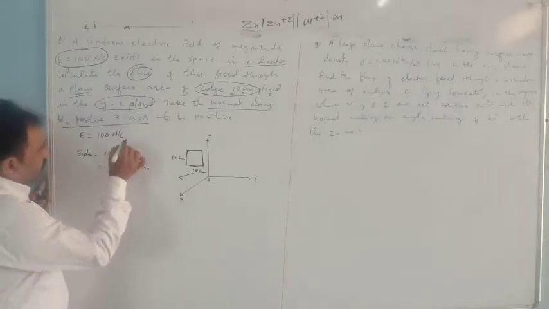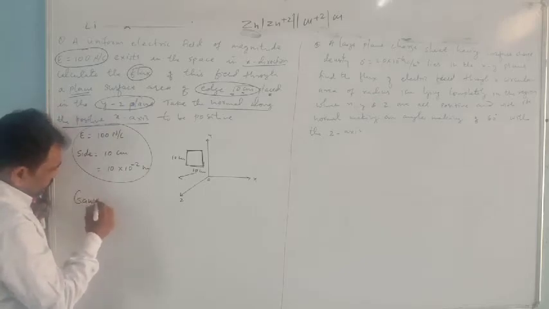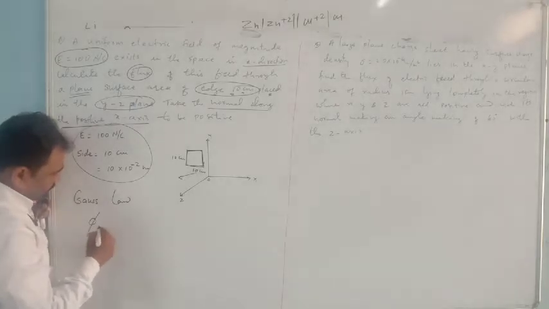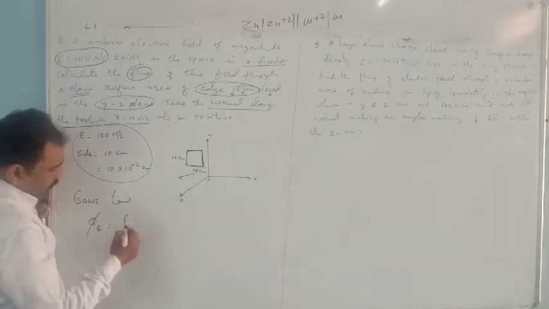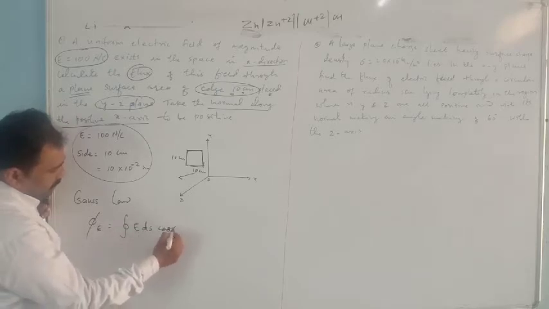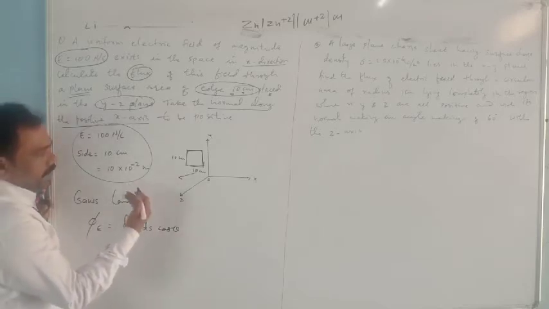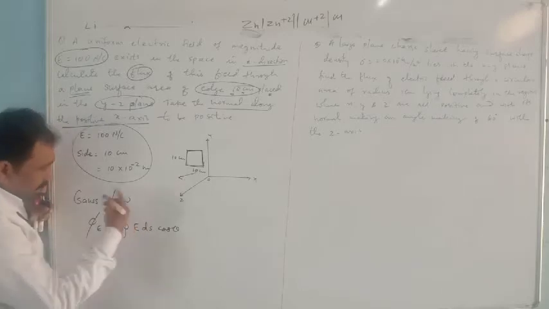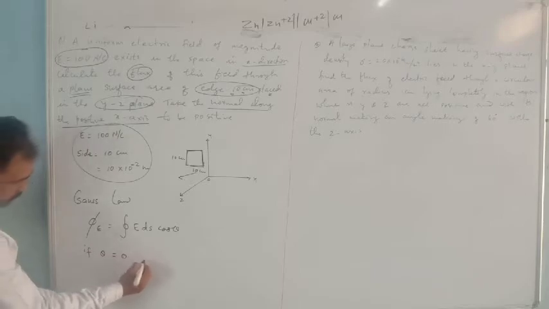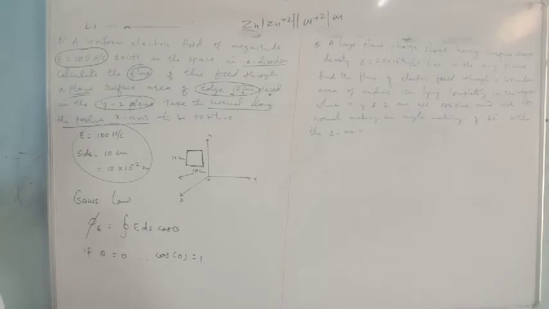So we can solve this problem using Gauss law. Gauss law: electric flux is equal to the closed integral of E ds cos theta. The area vector and the direction of electric flux are in the same direction, so we consider theta equal to 0, and if theta is 0, then cos 0 is equal to 1.